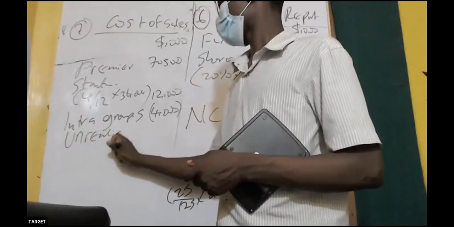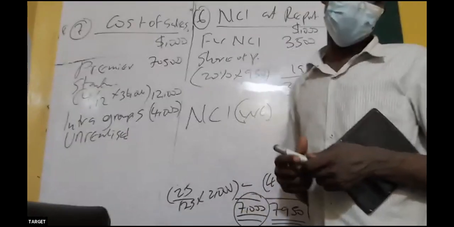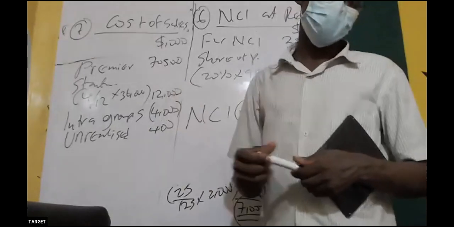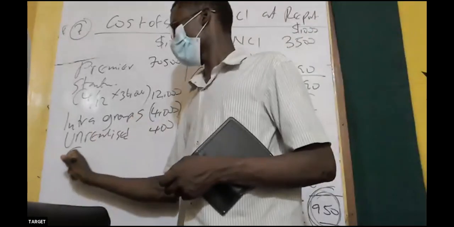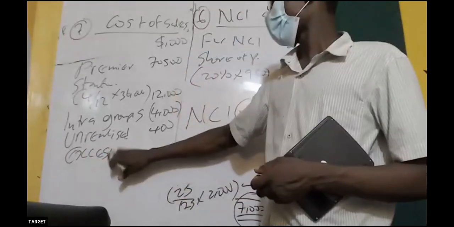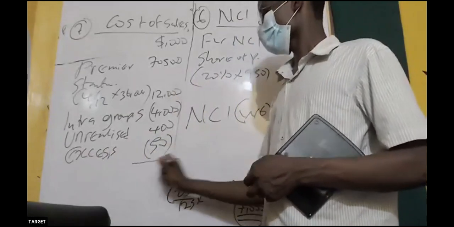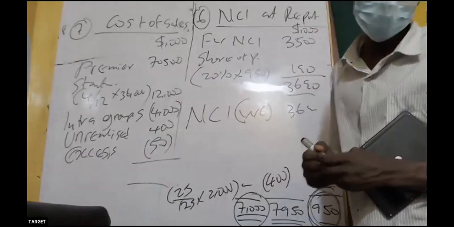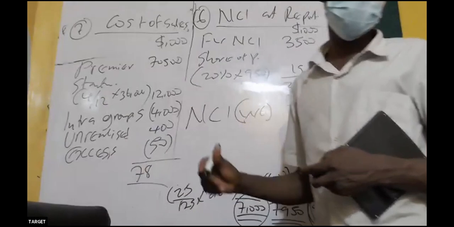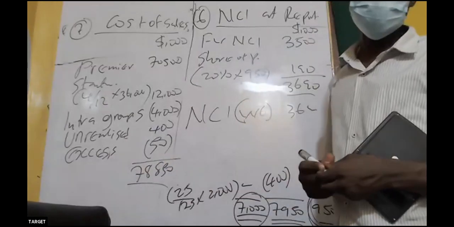Then the unrealized profit, the PUP, that we computed. The unrealized profit, in fact, we had 400. Add it to cost of sales. Again, the excess depreciation, we say we must subtract it. It is 50 from the cost of sales. Add all this together, and that should be the cost of sales figure. So if I add all, I get 78,850. So now go to cost of sales and put the answer.